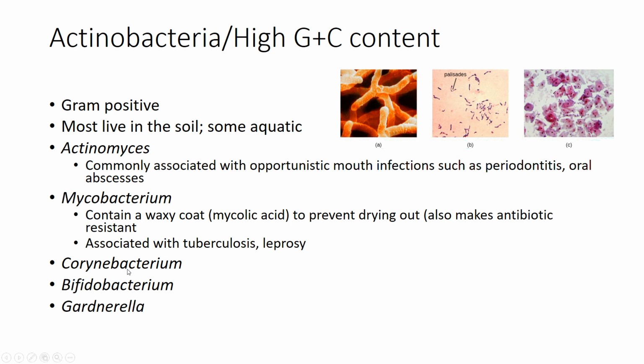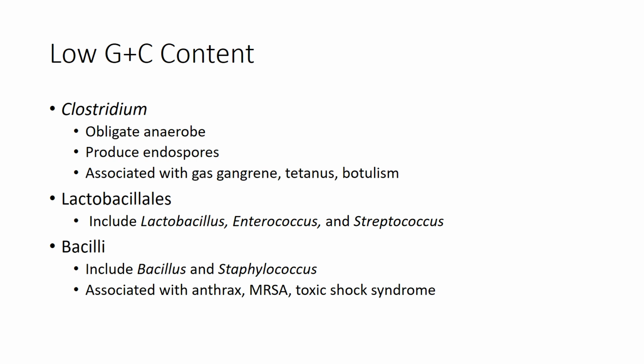And then we have a few other groups within the high GC content gram-positive bacteria. Corynebacterium is the genus for the causative agent of diphtheria. And then we'll study a few others as we go along. The low GC content are going to contain groups like Clostridium. Clostridium is a spore former, causes gangrene, tetanus, botulism. Study those quite a bit. Bacilli is the other group of our spore formers, causing things like anthrax, MRSA, toxic shock syndrome, lots of different diseases.